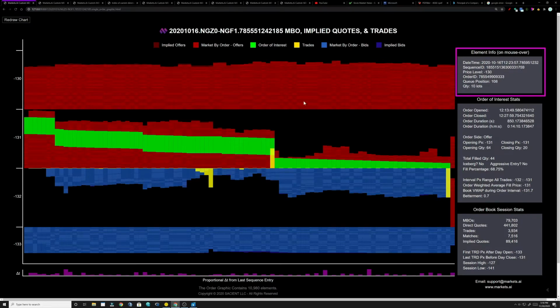So let's look at our order of interest. It comes on at 12:13:49. It's offered at 131. The order ID matches the order ID in the title. That's good. And its queue position is 130 behind the best offered order, which is down here when it comes on the book. And the best offered order is one lot at that time.